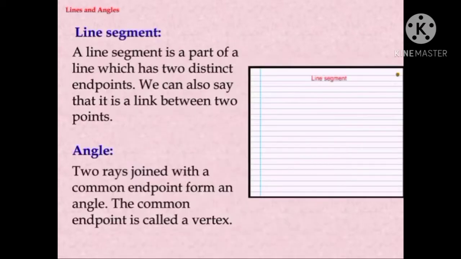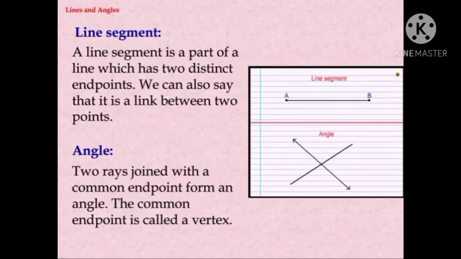Line segment. A line segment is a part of a line which has two distinct endpoints. We can also say that it is a link between 2 points. Angle. Two rays joined with a common endpoint form an angle. The common endpoint is called a vertex.